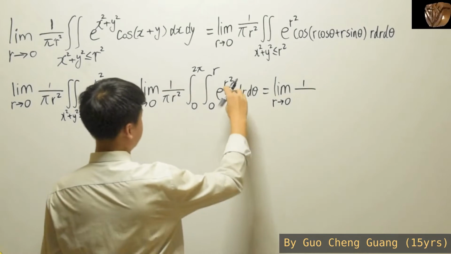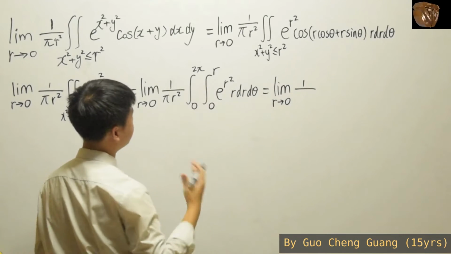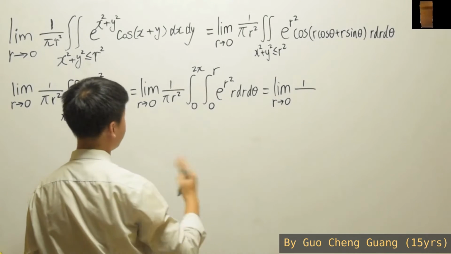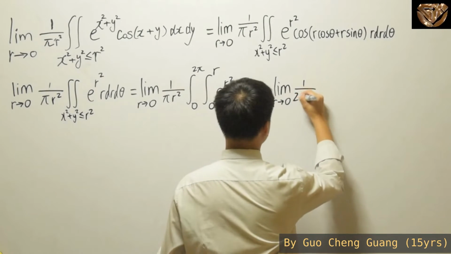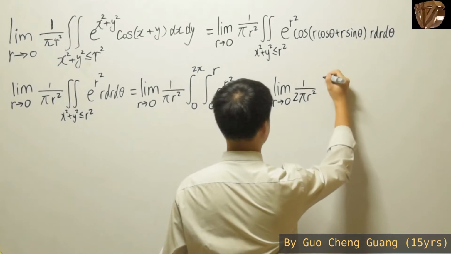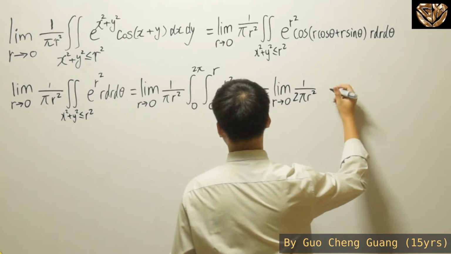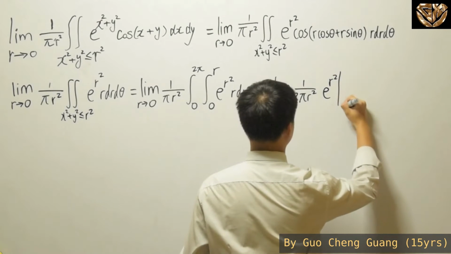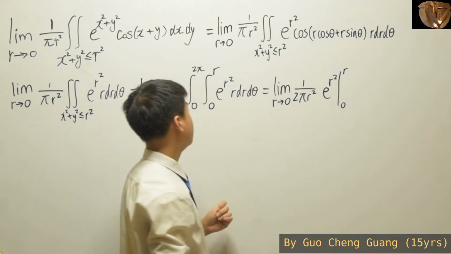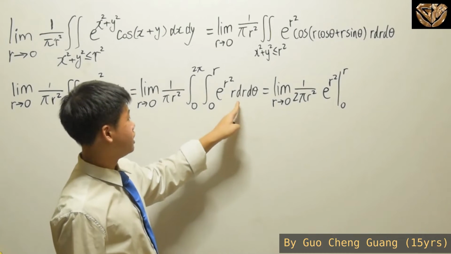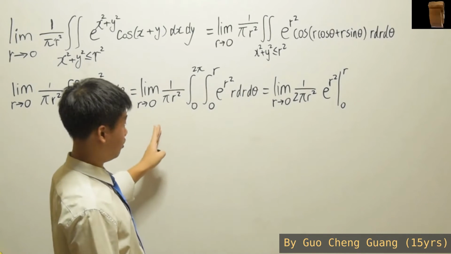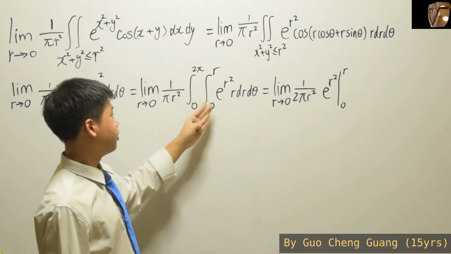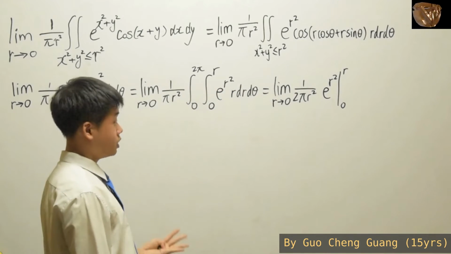This inner part is pretty simple to integrate, isn't it? You just put the r inside and then you can integrate it. So 1 over 2 pi r squared, and you will be seeing e to the power of r squared, substituting in 0 and r. Since when you put that in, you have a dr squared with a half in front, and if you know the integration of e to the power of x dx, that would be simple.